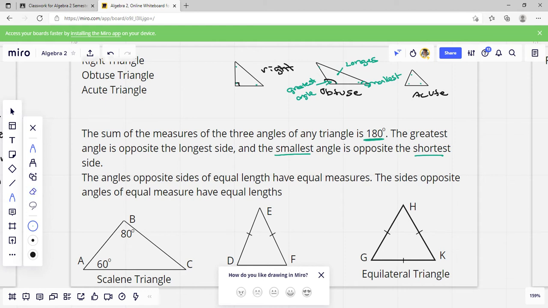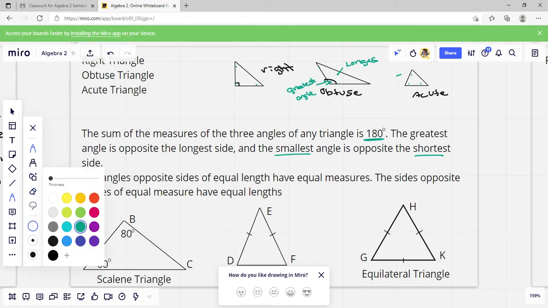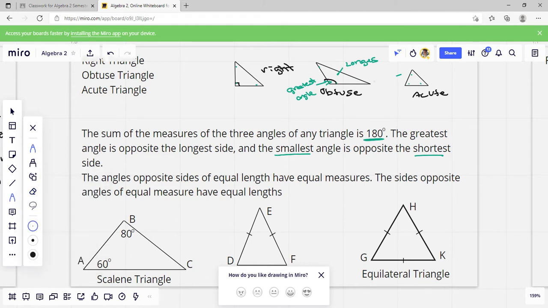Actually, let me do that in another color. So here's our smallest angle, and it's going to be opposite this side, so this will be the smallest side. The angles opposite sides of equal length have equal measure.